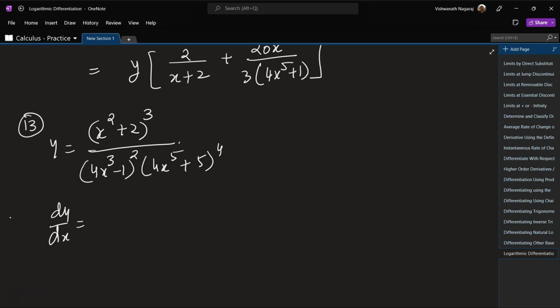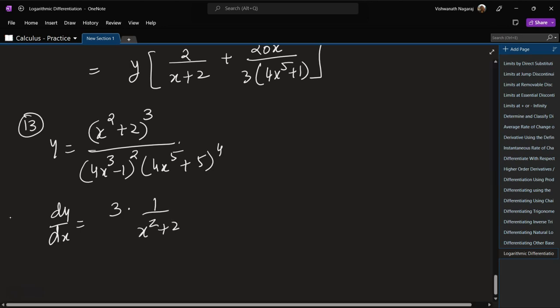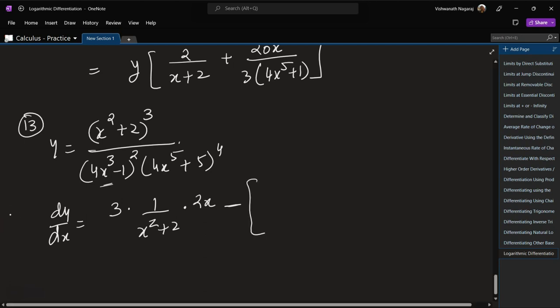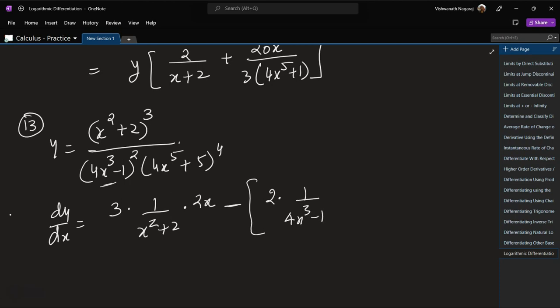So try to map it in your mind. So this would be 3 times 1 by x square plus 2 times 2x. And then there will be a minus sign because of this division. And now this one. So this will be 2 ln 4x cube minus 1. So 2 times 1 by 4x cube minus 1 times 12x square. Now here it is a product, so plus. Again 4 times 1 by 4x to the power of 5 plus 5 times 20x to the power of 4.